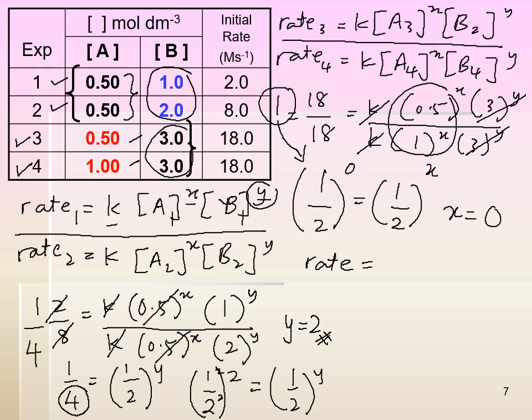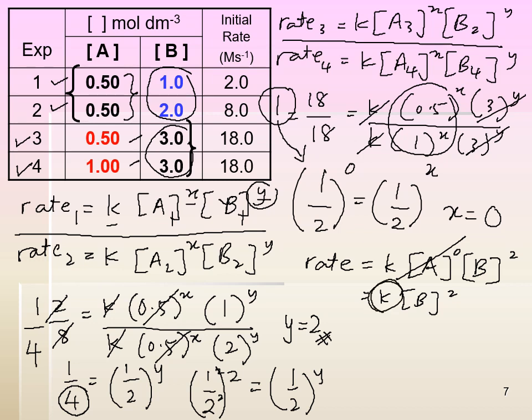let's write the rate law. Rate equals K A to the power of, what is X just now? 0, and B to the power of Y is 2. So basically we don't even have to write A to the power of 0. Actually the answer is also this. Okay, now the next question is to find the rate constant K.